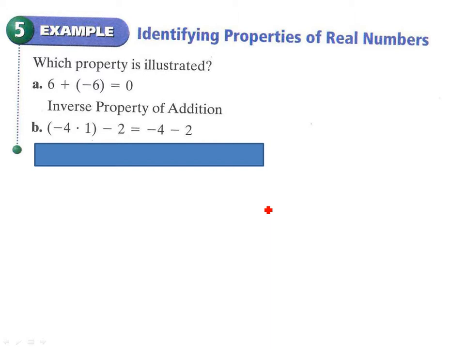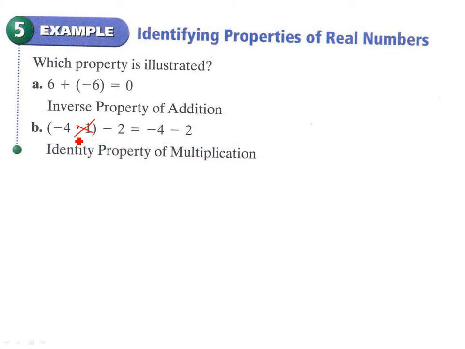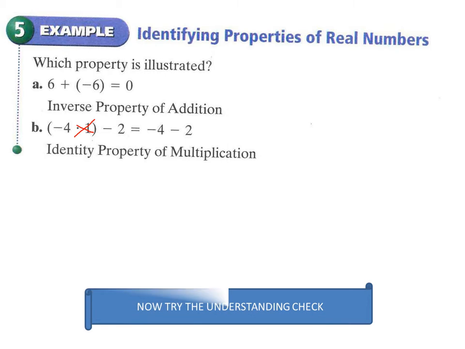Not guess, good job. And right here, let's see, we've got negative 4 times 1 minus 2 is the same as negative 4 minus 2. What changed? The only thing we lost here was the times 1, right? Timesing 1 is not really doing anything, so that's the identity property. Timesing by 1 is the same thing as not really being there at all. We can always add in a times 1. Time for you to try it on your own. Try the understanding check, example 5.